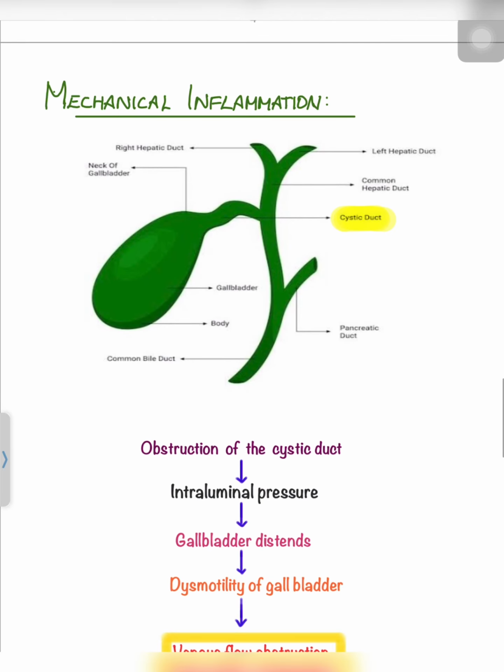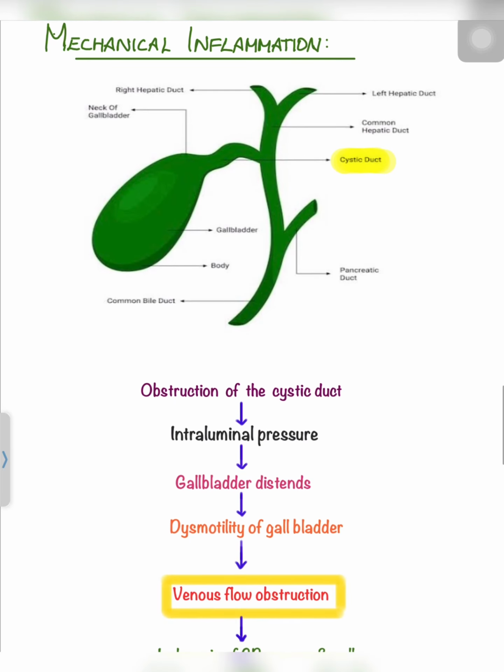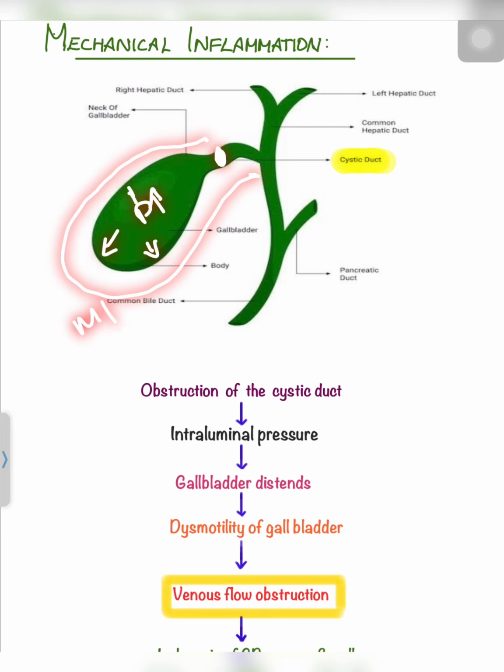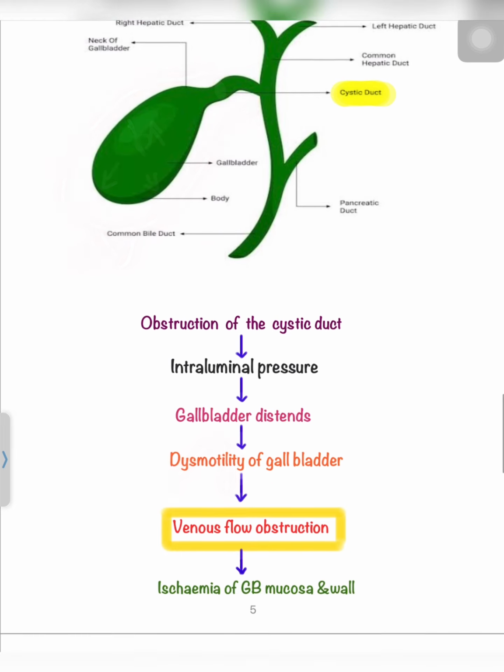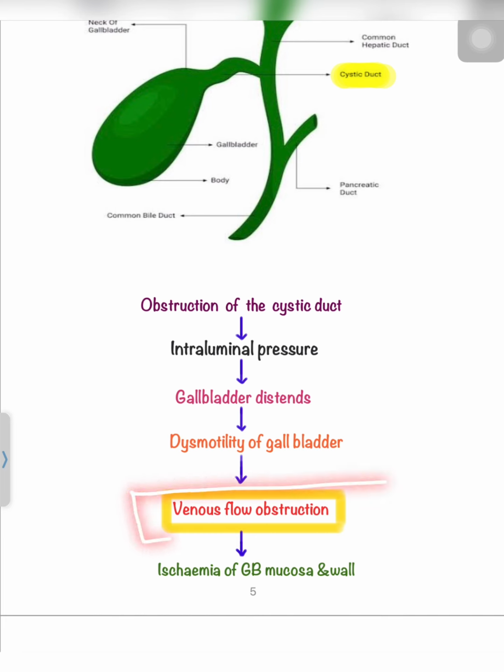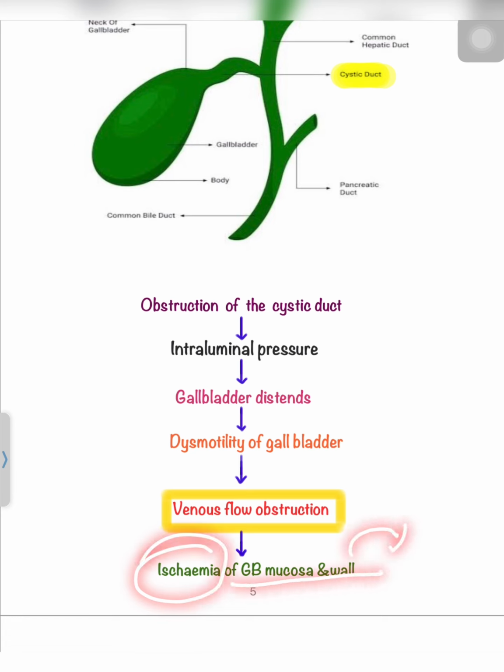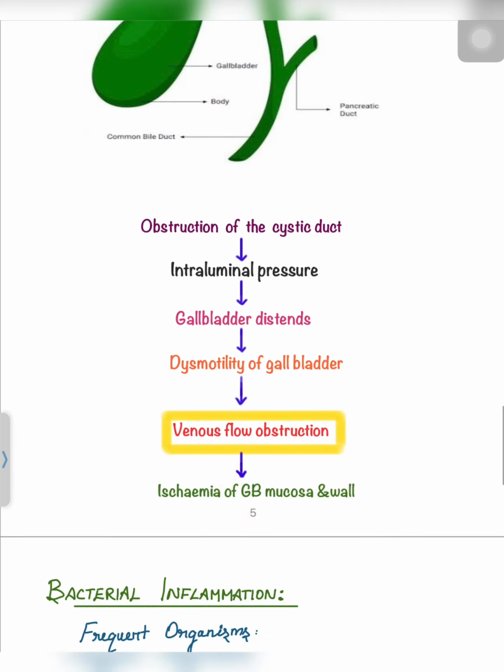Now let's see what is mechanical inflammation. First, there is obstruction. Whenever there is obstruction in the cystic duct, intraluminal pressure increases. When this pressure increases, this leads to distension of the gallbladder and the motility of the gallbladder decreases, right? Finally, all this leads to venous flow obstruction. When venous flow obstruction takes place, there is ischemia in the gallbladder mucosa and walls, and there is inflammation, right?